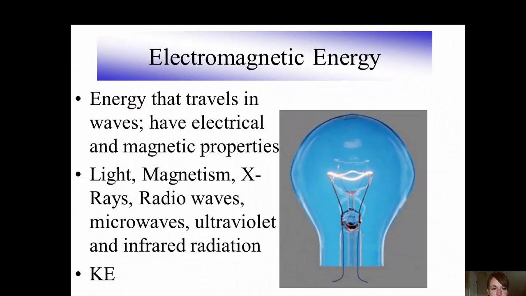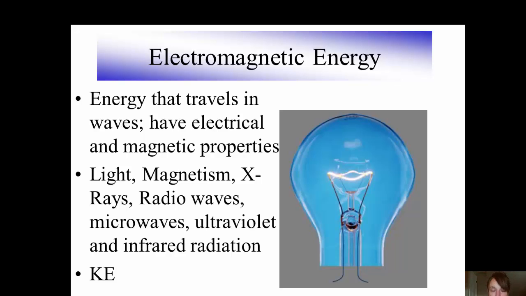Next type of energy we have is electromagnetic energy. This one is extremely important to us. As an example of it is light. We need light. Okay? Otherwise we would not exist and our plants would not be able to go through photosynthesis to make the food they need, to give us our oxygen, all of that. So this is the type of energy that travels in waves. It has electrical and magnetic properties. So that's why we call it electromagnetic.